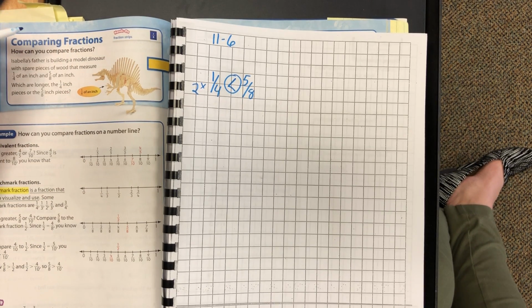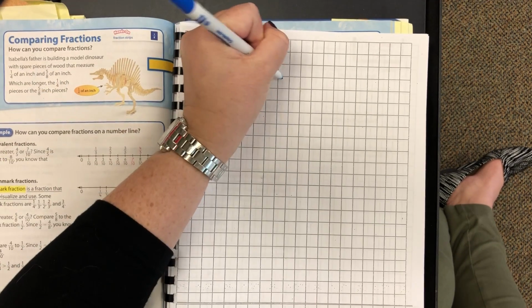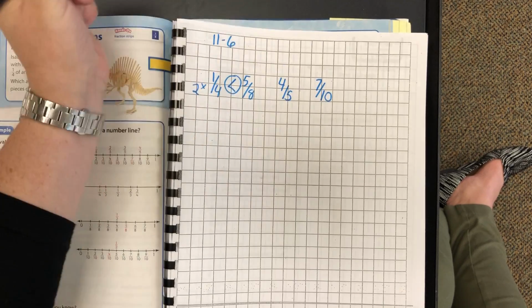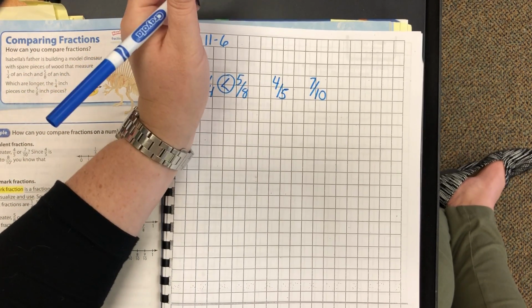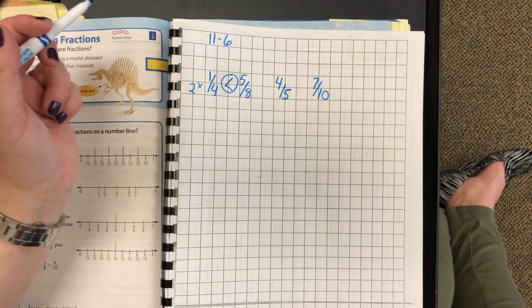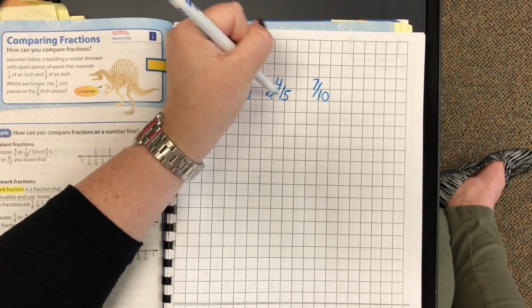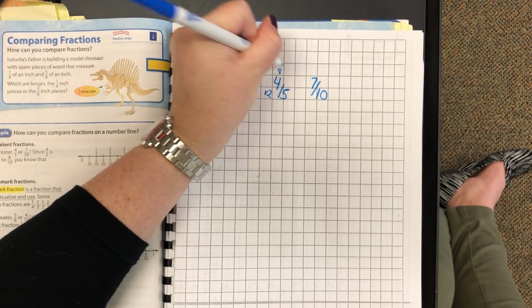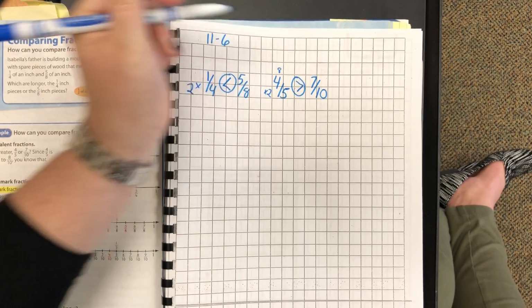Let's try another one that's the same kind of concept. What about 4/5 versus 7/10? 4/5, 7/10. That 5 can become a 10, right? Yes. Times 2. So 5 times 2 is 10. 4 times 2 is 8. So what's bigger, 7 or 8? 8. So in this case, 4/5 is greater.